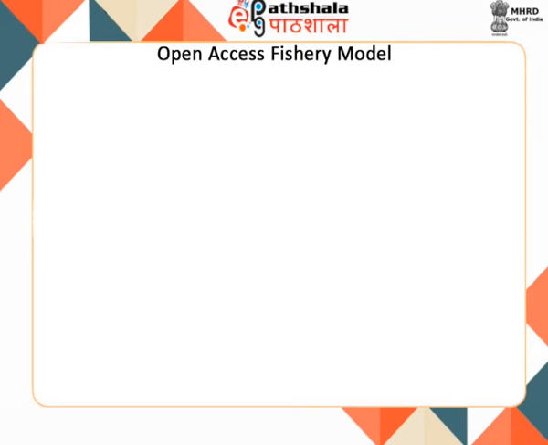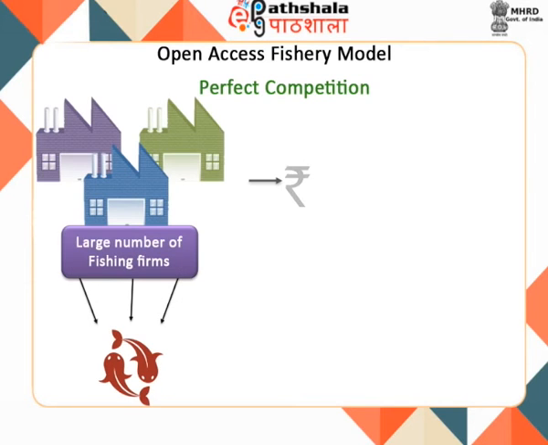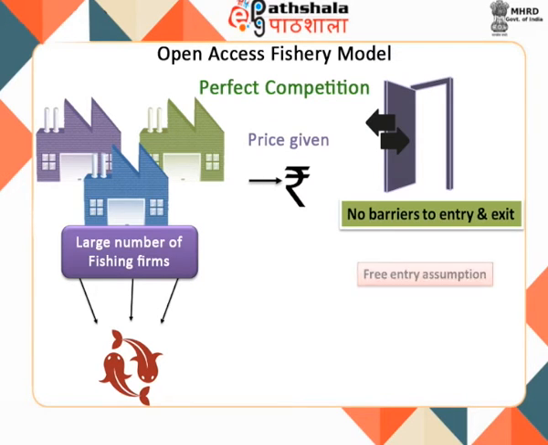In the literature of environmental economics, open access fisheries share a few features of the standard perfect competition model. First, a large number of independent fishing firms is involved in exploiting the fishery for commercial purposes, and hence each fishing firm takes the price of fish as given. Second, there are no impediments to entry into and exit from the fishery.